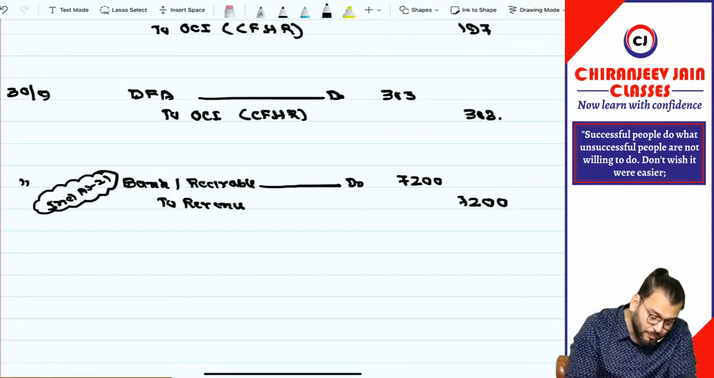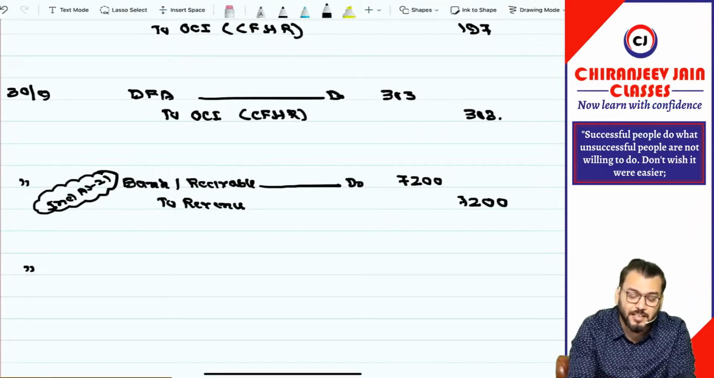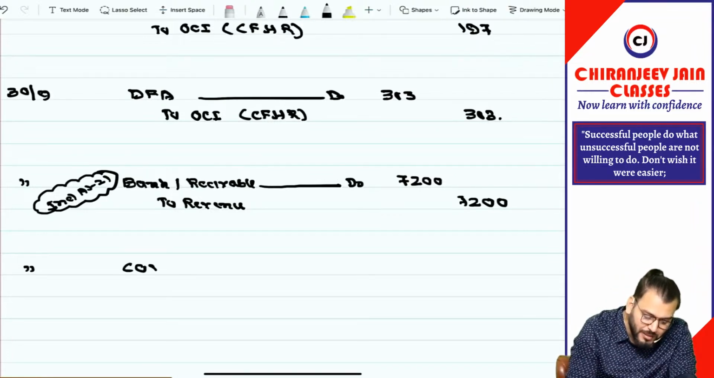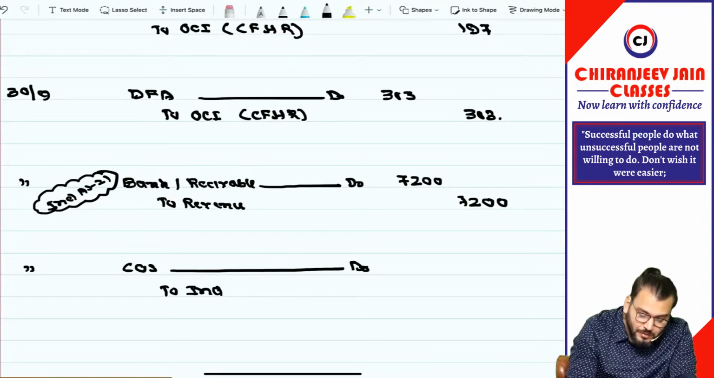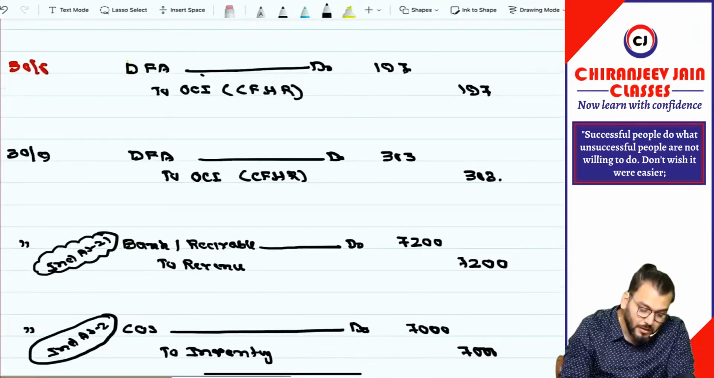Now, of course, if you want to pass one more journal entry, because inventory will now be recognized as cost of sale as per Ind AS 2, you can pass one more journal entry, but that entry is not given in the solution. Cost of sales to inventory. This is as per Ind AS 2, inventory. And the cost price of inventory was given in the question, 7,000. This journal entry we are doing as per Ind AS 2. Correct. Are you getting?